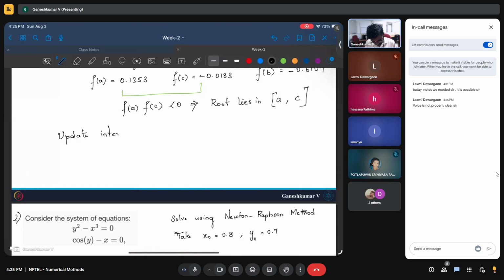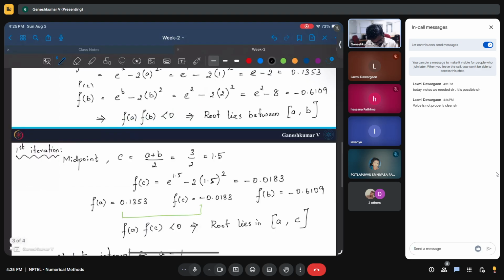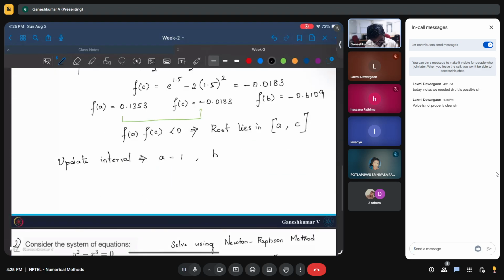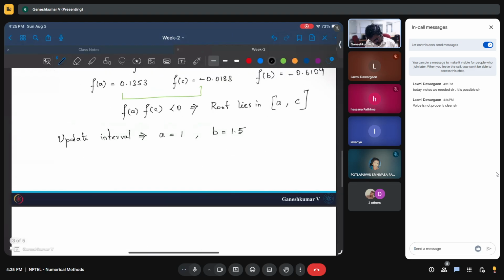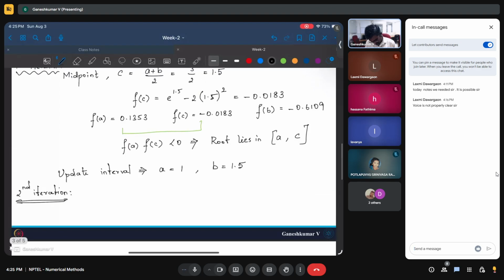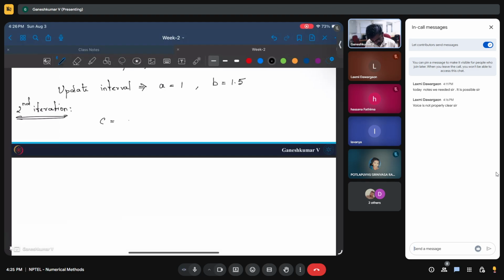Okay, so you update the interval. So how do I update the interval? I will just say A to be 1, and now I will change the B to be C, which is 1.5. Okay, this marks the completion of our first iteration. And in the second iteration, again you do the same thing. C is going to be A plus B by 2, which is 1 plus 1.5 by 2, which is 2.5 by 2, which will be 1.25.